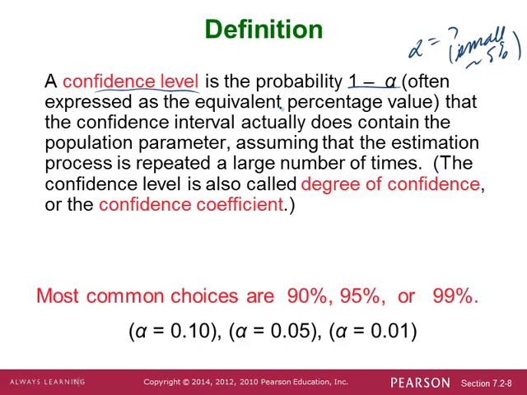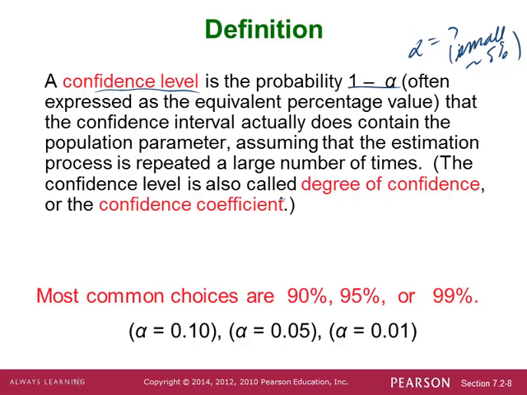It's the probability, expressed as the equivalent percentage value, that the confidence interval actually does contain the population parameter, assuming that the estimation process is repeated a large number of times. So instead of taking one sample, we can repeat this process many, many times, in which each time we do a sample, we calculate p hat and come up with the interval. And 1 minus alpha will be the proportion of times that the interval should contain the parameter p.